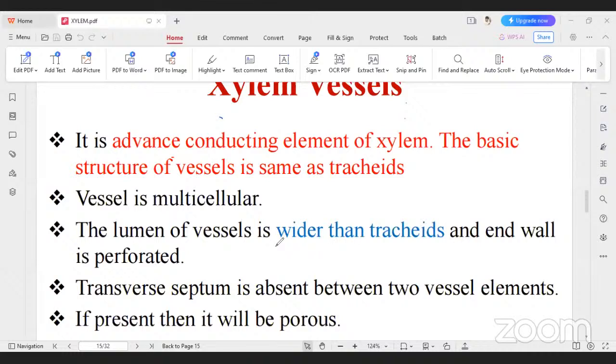Transverse septa are absent here, clearly absent between two vessel elements, and if present, they will be porous, that means perforated plates. The end walls are perforated. Actually they are septa, but septa with perforations. As they are perforated, there is continuation.